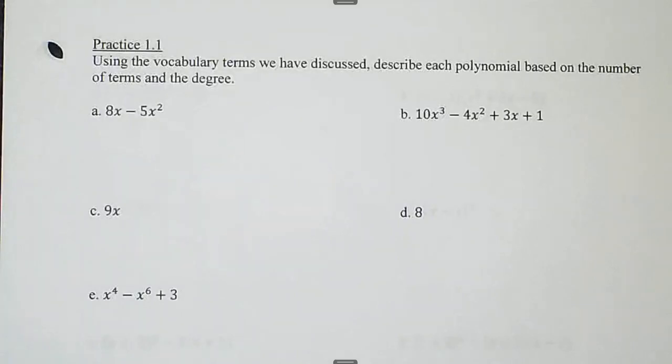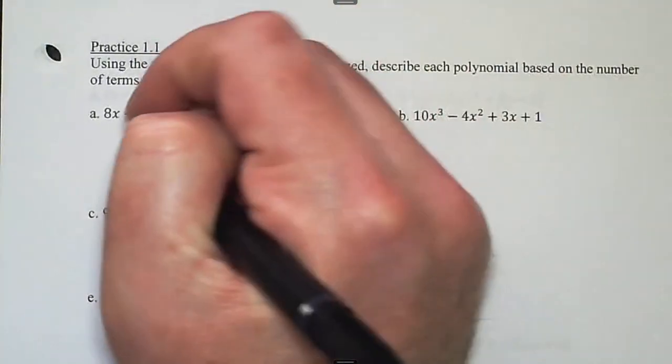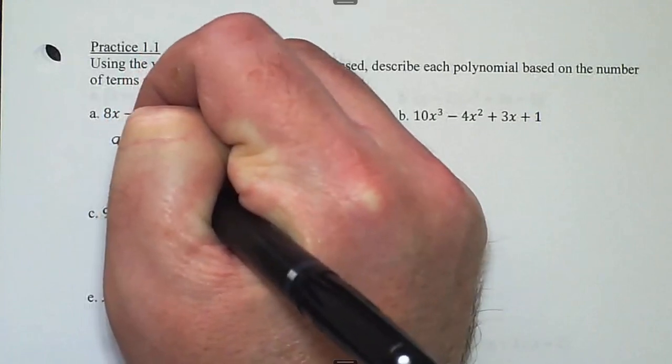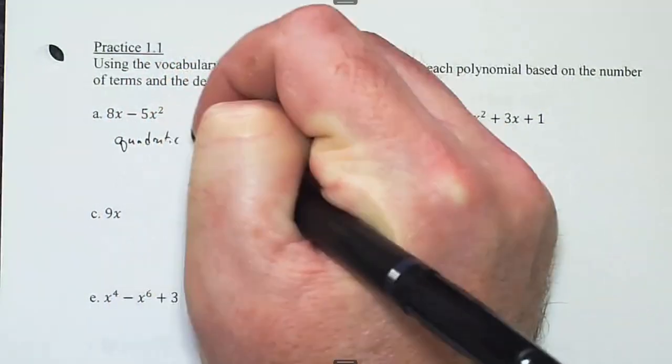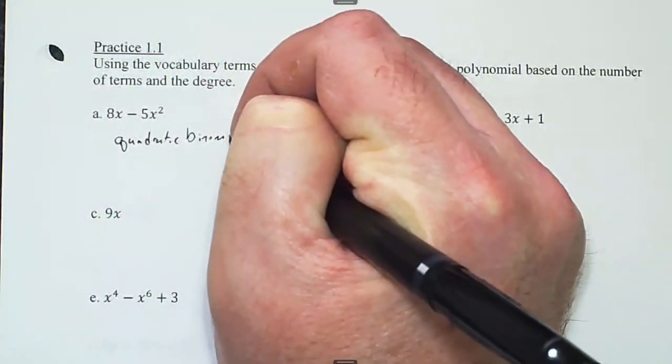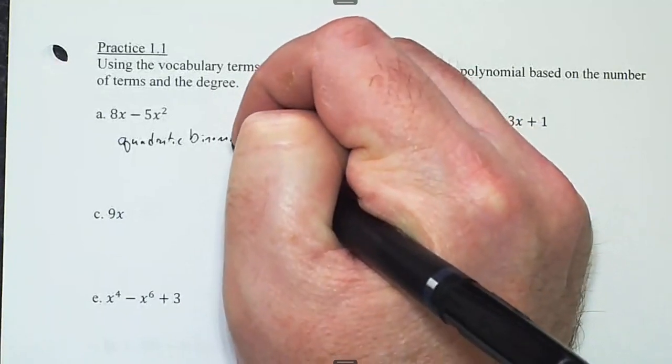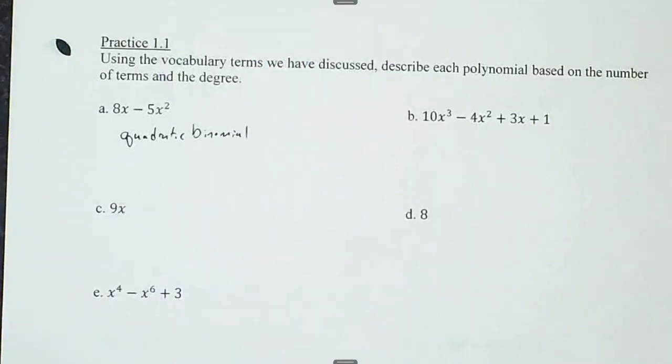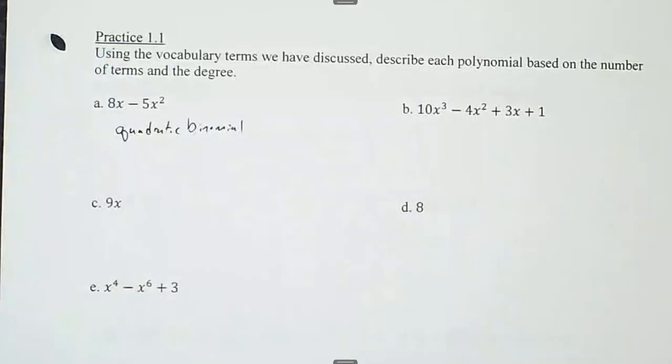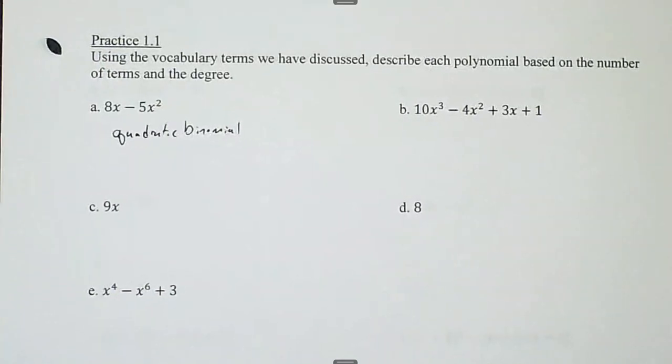Okay, so this is what you should have said. You should have said that this was a quadratic binomial. Maybe you said binomial quadratic, and that's fine. Just traditionally, it goes in that order, but that's not what's really important. What's important is that you know what those words mean to you.